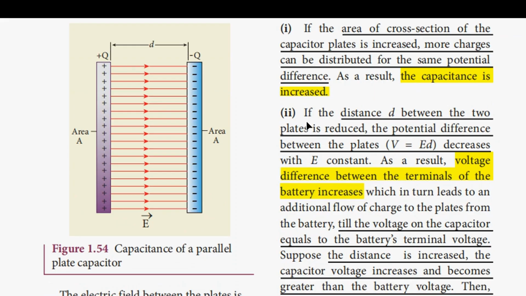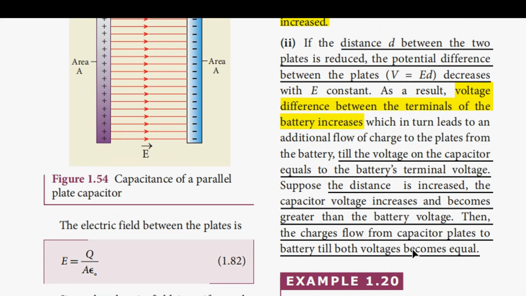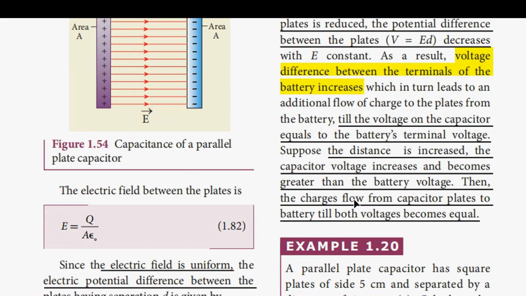And the second point is, if the distance d between the two plates is reduced, the potential difference between the plates V equal to Ed decreases because of d. As a result, voltage difference between the terminals of the battery increases, which in turn leads to an additional flow of charge to the plates from the battery till the voltage on the capacitor is equal to the battery's terminal voltage. Suppose the distance is increased, the capacitor voltage also increases and becomes greater than the battery voltage. Then the charges will start flowing from the capacitor plates to the battery till both the voltages are equal.